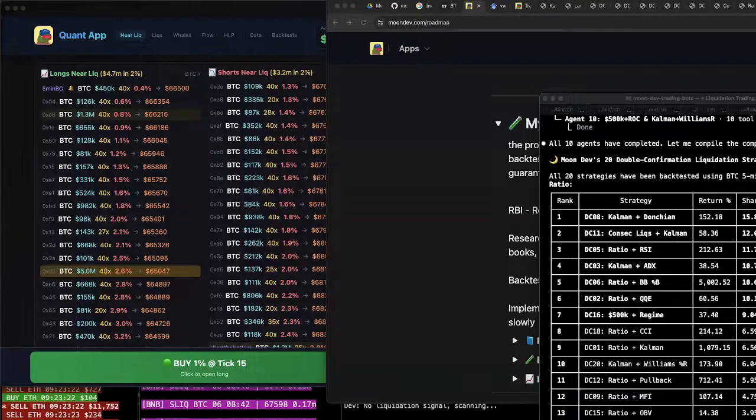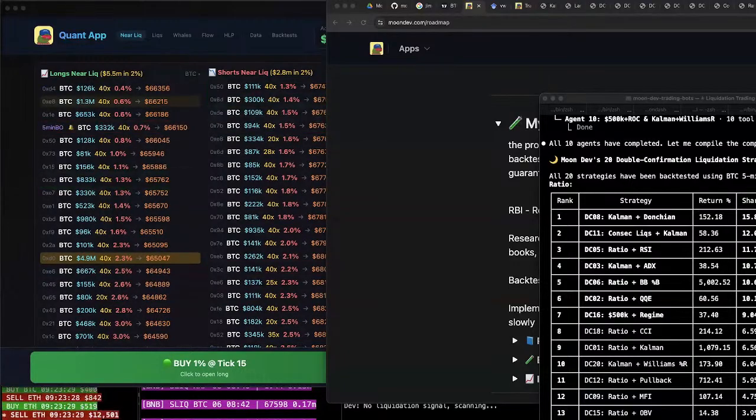And now I'm a 100x engineer. I was a 10x yesterday. Now I'm a 100x because now I've seen a 15 Sharpe. Are you kidding me? I've never seen that before. I've never seen a 12 Sharpe.